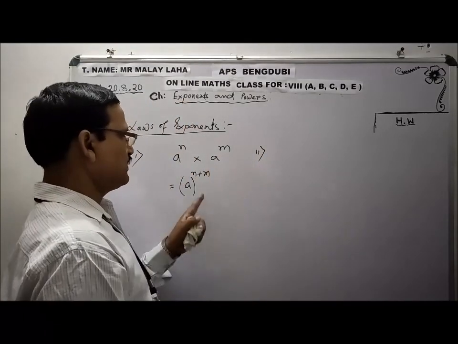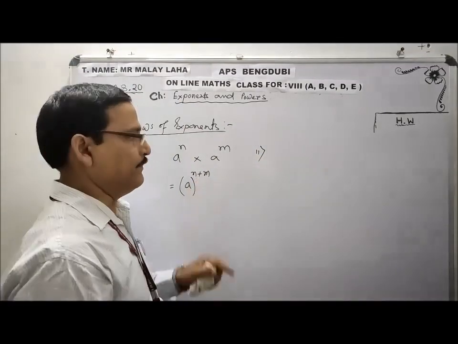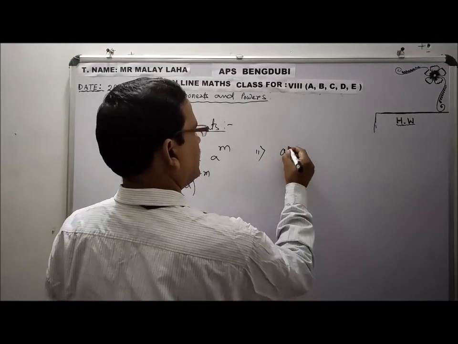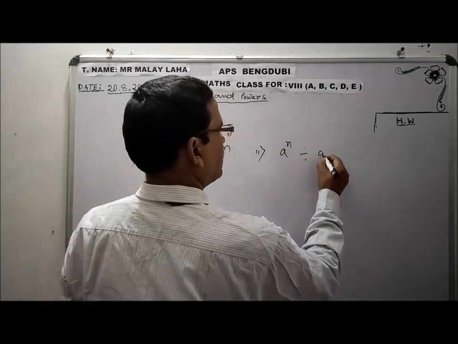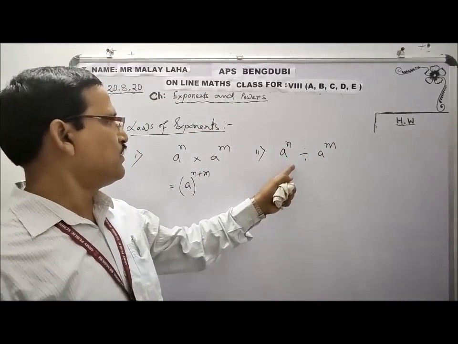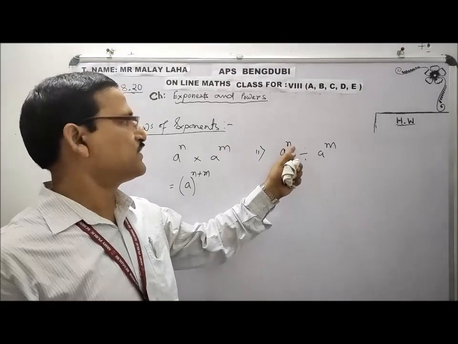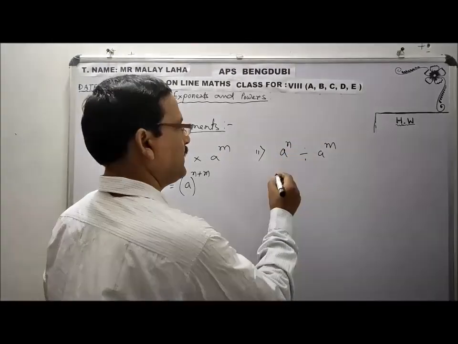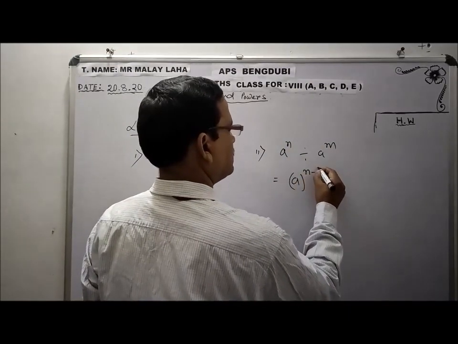in case of multiplications, the main concept is what? We are adding the power when the base is same. So now a raised to n divided by a raised to m. So same thing, instead of multiplications we have divisions. What to do? Then we have to subtract the power. Okay? A raised to n minus m.